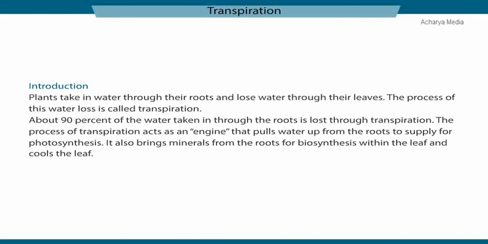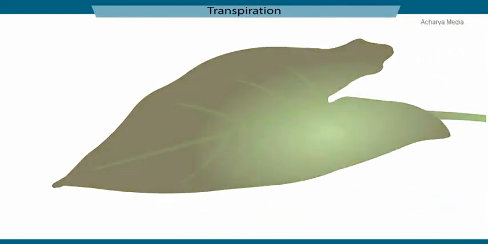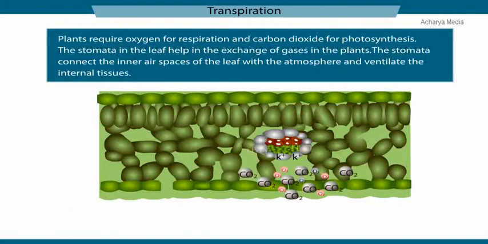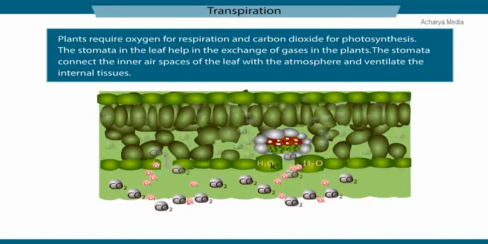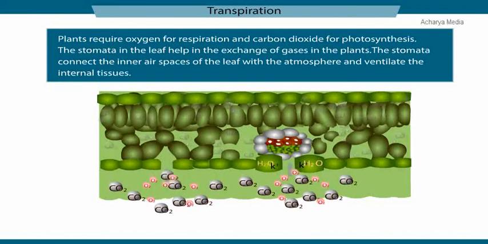Now, let us learn more about the process of transpiration. The vertical section of a leaf shows the upper and lower epidermis. The lower epidermis is provided with guard cells and a vascular bundle. Transpiration occurs through the stomata of the leaf. Plants require oxygen and carbon dioxide for photosynthesis and respiration. The stomata in the leaf help in the exchange of gases in the plants.